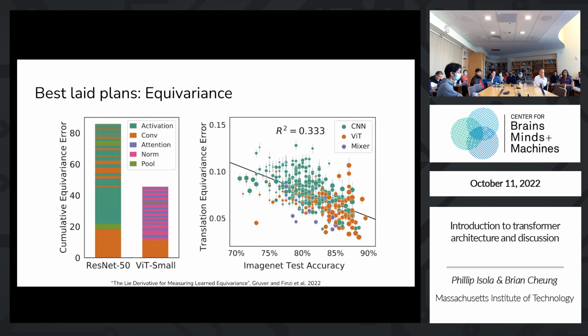And then this plot on the right shows this is not just specific to these two architectures, but many different architectures here. And it's also interesting that they also measure MLP mixers, which, as Phil mentioned, is a new architecture also, that also has surprisingly high equivariance after training. And this equivariance improves as you increase ImageNet test accuracy. Does anyone have any questions here?